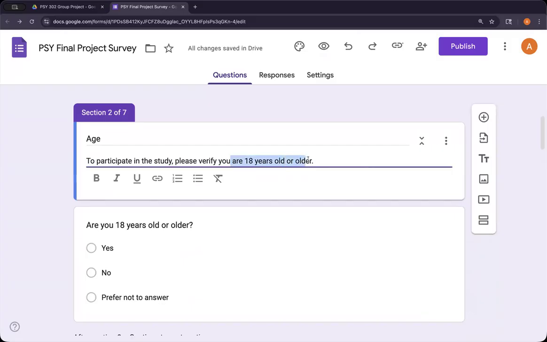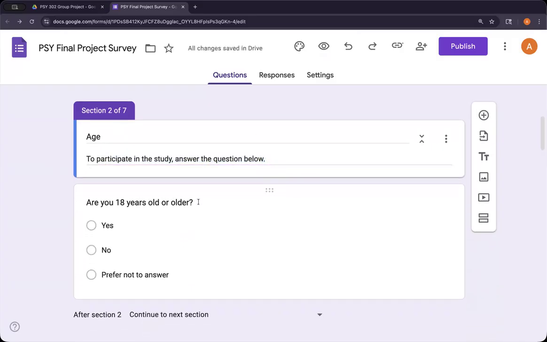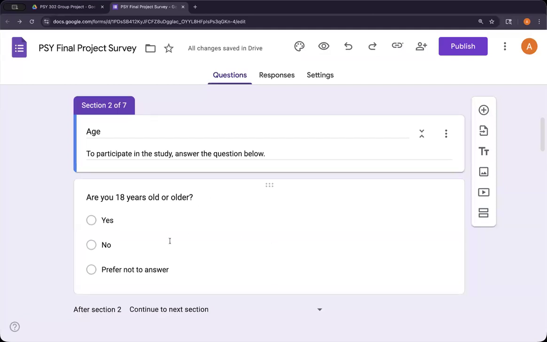Actually, I'm going to leave it kind of generic. So to participate in the study, answer question below. And so with this, what we're doing is we want to set up a question where if they answer a certain way, we kick them out of the survey. So you'll need to do this for anything that is important for your study.